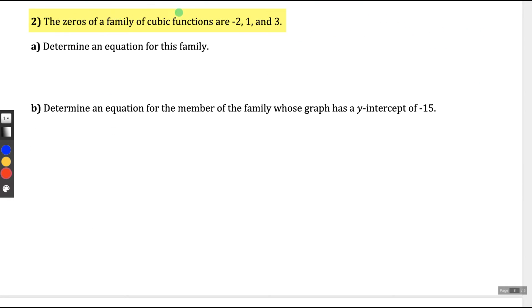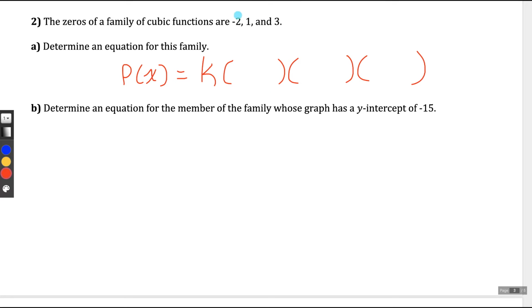Question 2. The zeros of the family of cubic functions are -2, 1, and 3. Determine an equation for the family. The equation of the family needs to have that k value out front as the stretch or compression factor that could be any real number. And then beside that k, I need the factors of x that create the zeros that it says in the question. So I need a factor that will create a 0 of -2. So that would be x plus 2. I need a factor that creates a 0 of 1. So that would be x minus 1. And a factor that creates a 0 of 3. That would be x minus 3.